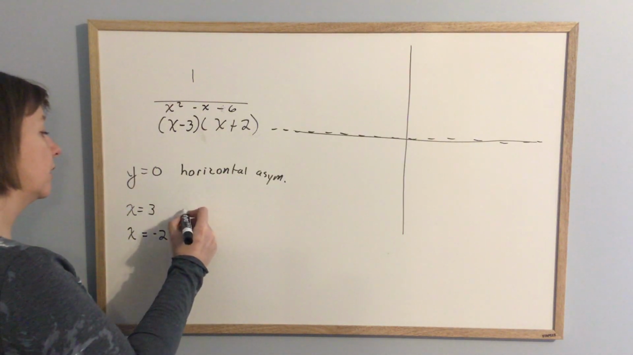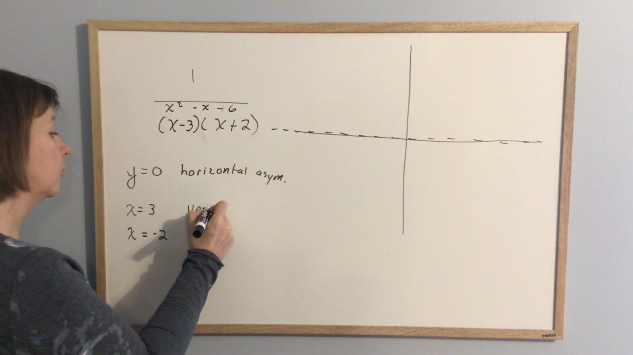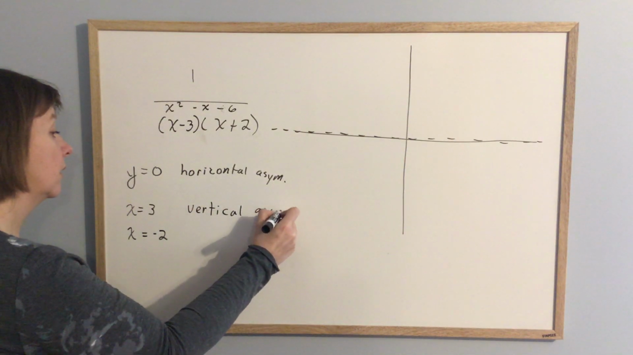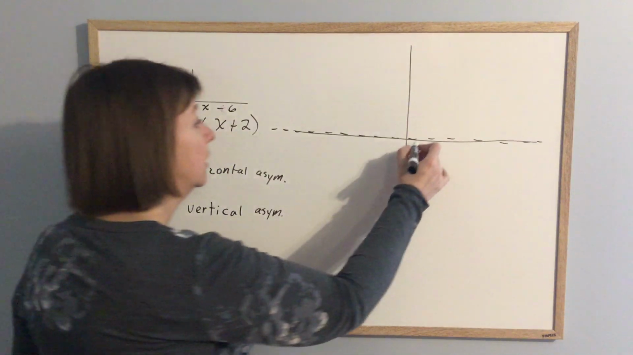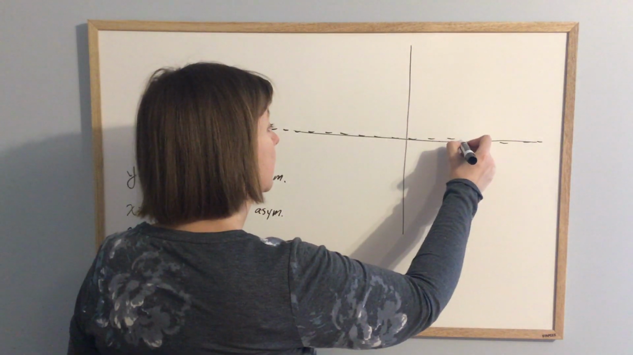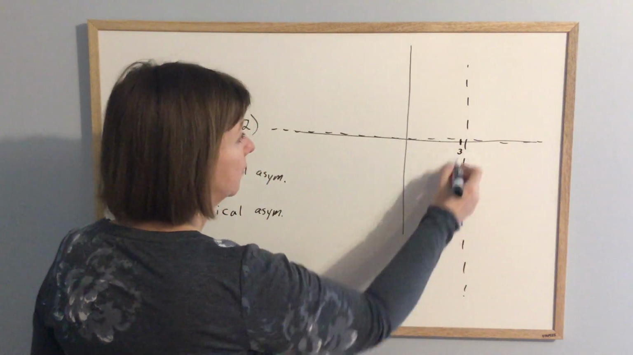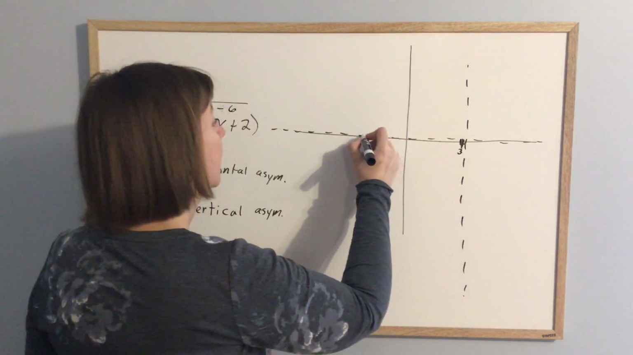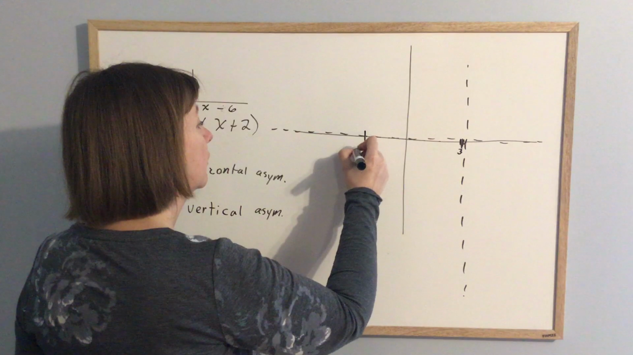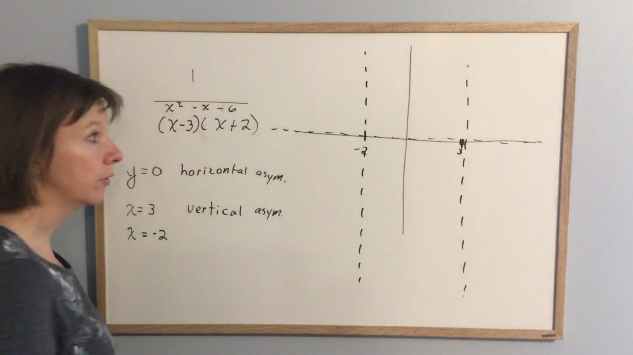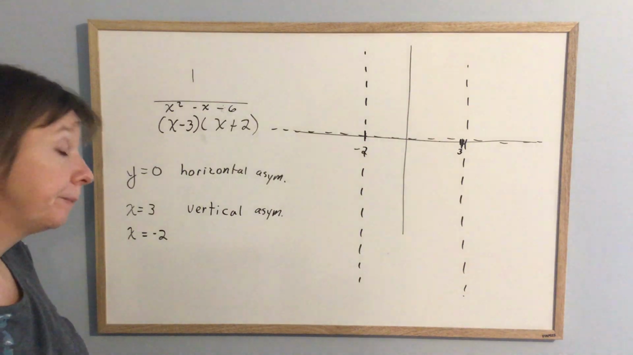So there are vertical asymptotes at 3, and at negative 2. There would be a vertical asymptote there.